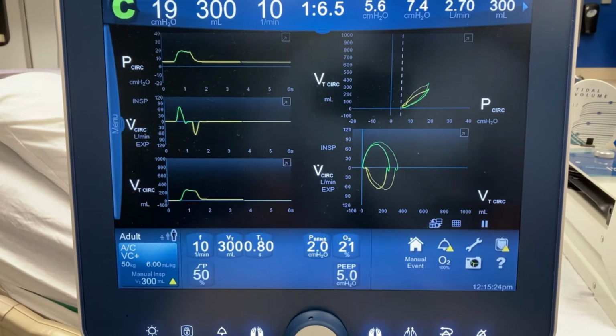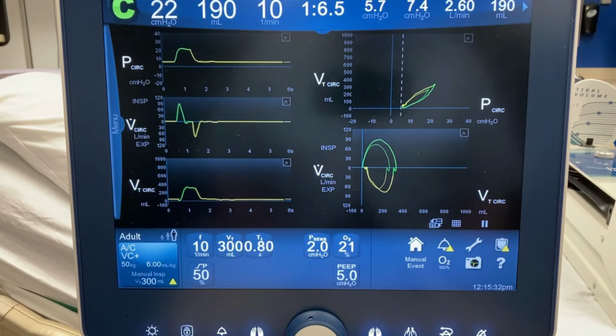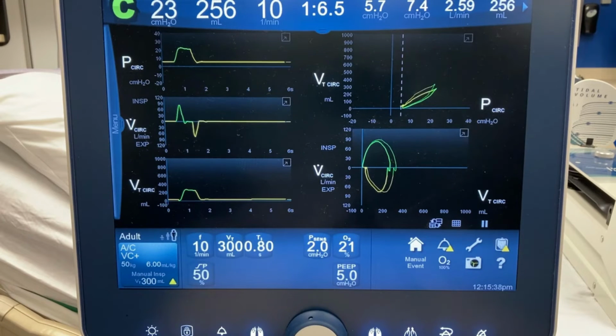And I just moved it a little bit. You can see it's laying down already. I'm trying to make it not alarm. And there we go. You can see it's less compliant. I made the test lung stiffer, and it's laying down a lot here. And there we go. Now I'm going to take it off.